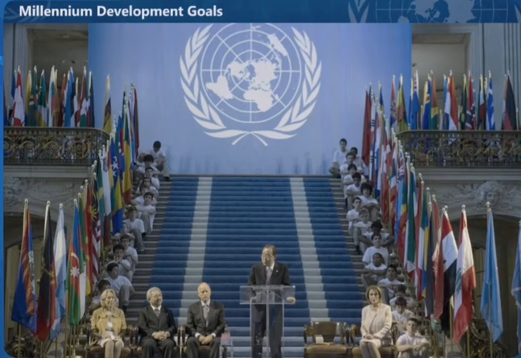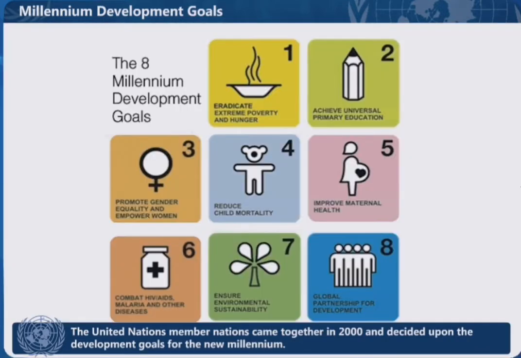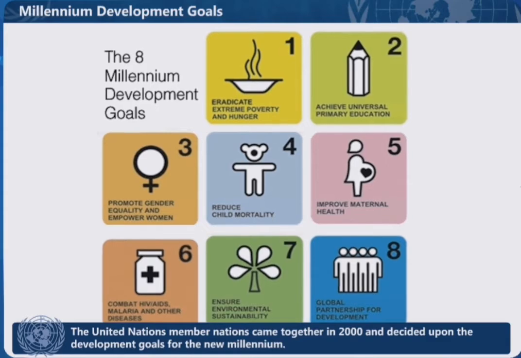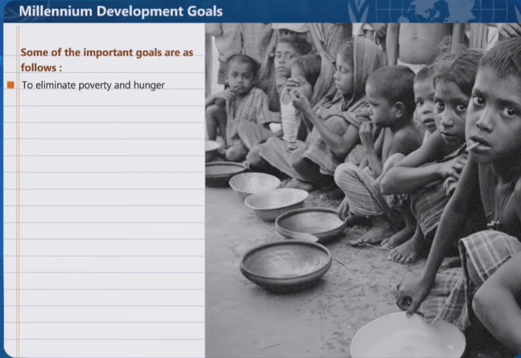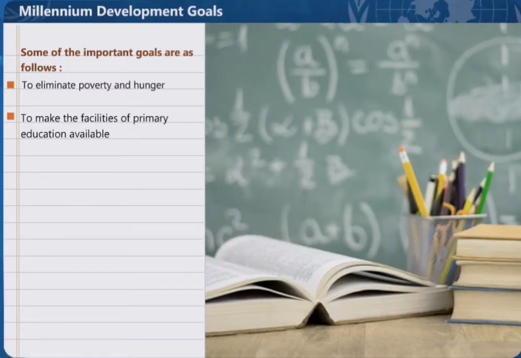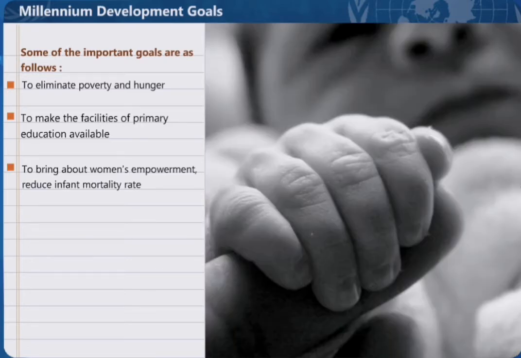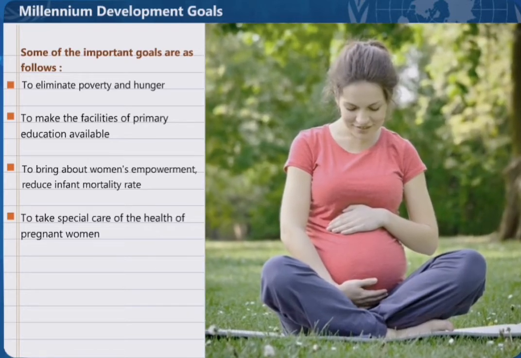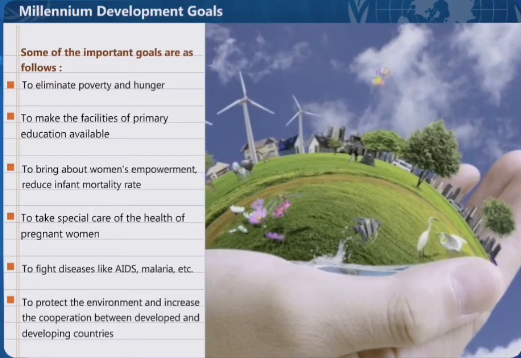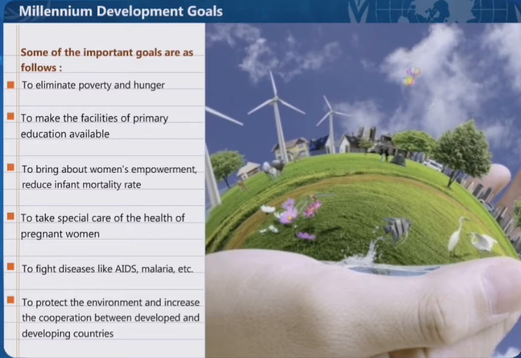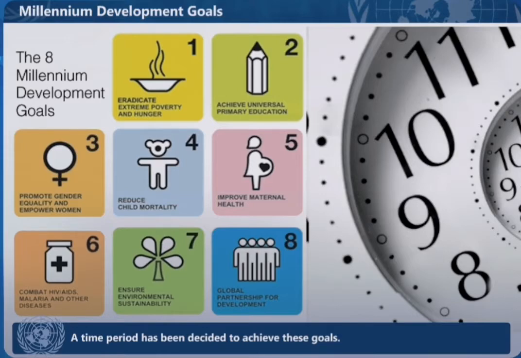Millennium Development Goals. The United Nations member nations came together in 2000 and decided upon the development goals for the new millennium. Some of the important goals are as follows: to eliminate poverty and hunger, to make the facilities of primary education available, to bring about women's empowerment, reduce infant mortality rate, to take special care of the health of pregnant women, to fight diseases like AIDS, malaria, etc., to protect the environment, and increase the cooperation between developed and developing countries. A time period has been decided to achieve these goals.